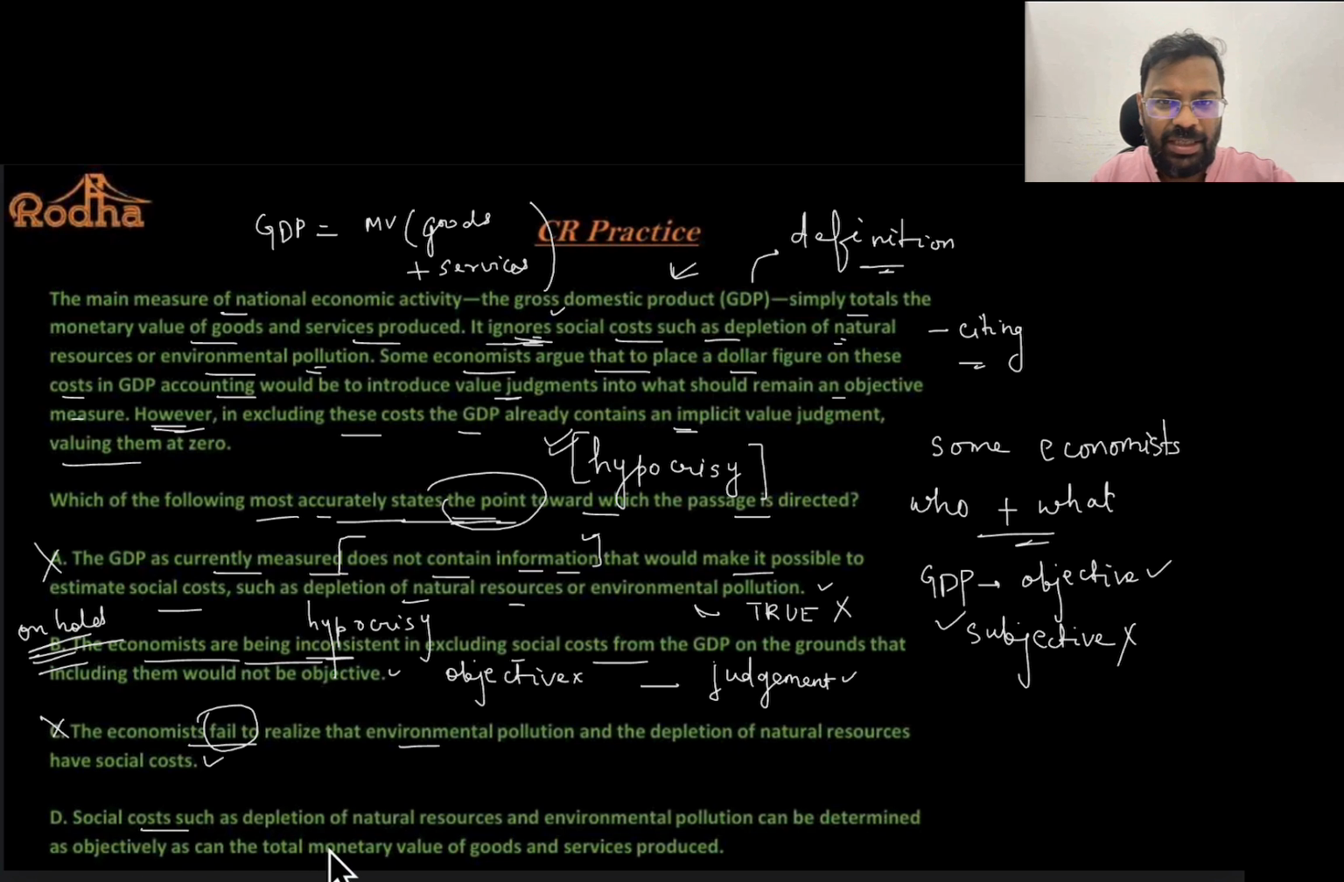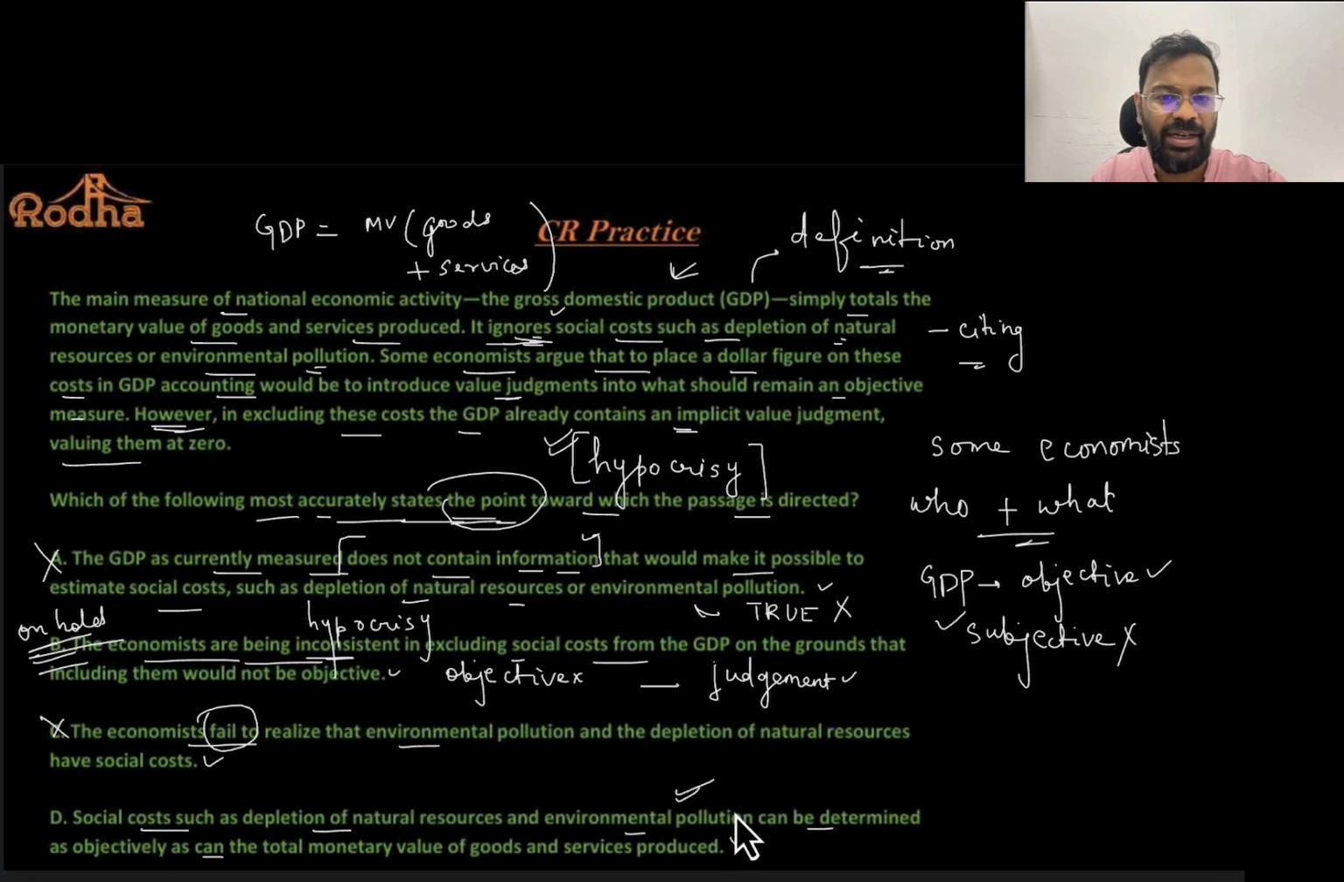Social cost, such as depletion of natural resources and environmental pollution, can be determined as objectively as can the total. Was the author trying to say that, or was the author trying to call out the hypocrisy? The author was trying to call out the hypocrisy. He was not saying it can be determined. It might be true, but the larger point is not about social cost can be determined.